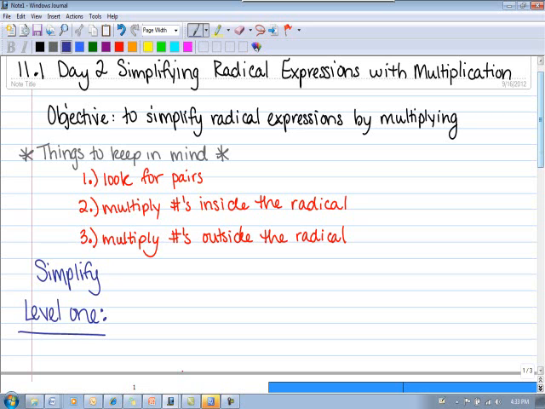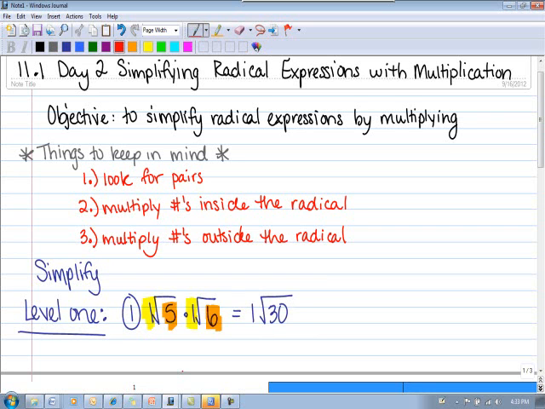Okay, so let's start with some level 1 questions. Our first problem is the square root of 5 times the square root of 6. So let's go through, let's multiply the numbers outside the radical, which are 1 and 1, because those are invisible numbers outside. So 1 times 1 is 1. Write our radical. Inside the radical, we have 5 times 6, which is 30.